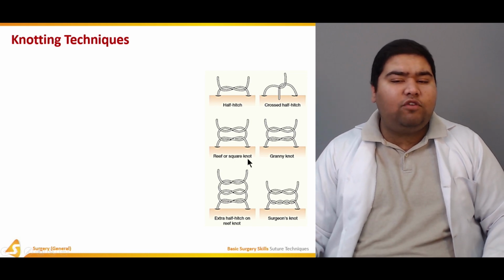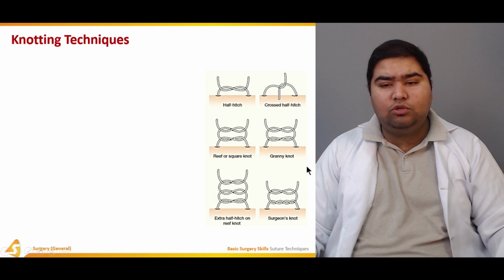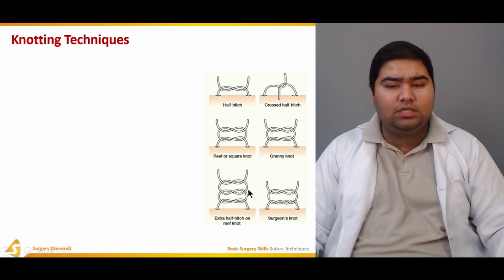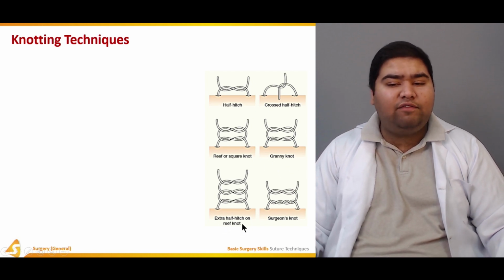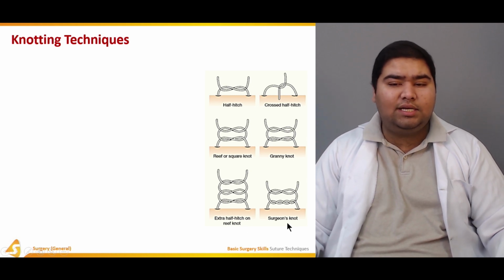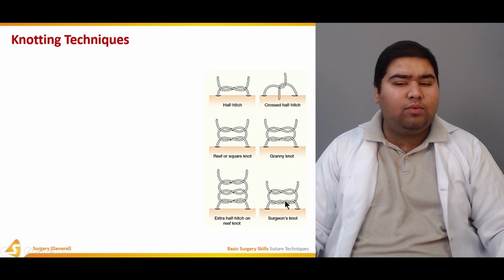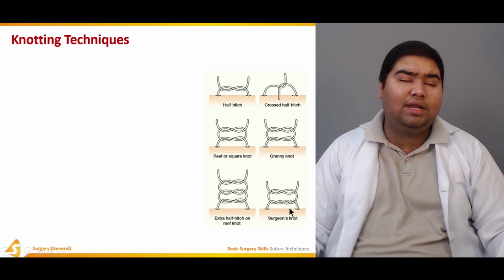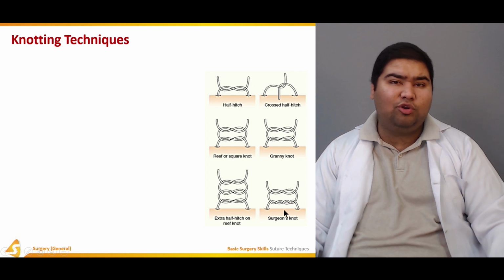Moving on, this is the reef or square knot, the standard knot usually used. This is the granny's knot. Now this is extra half hitch or the reef knot on the reef knot. And this is the surgeon's knot. Here note the various curls, extra curls given in a surgeon's knot to secure the knot.